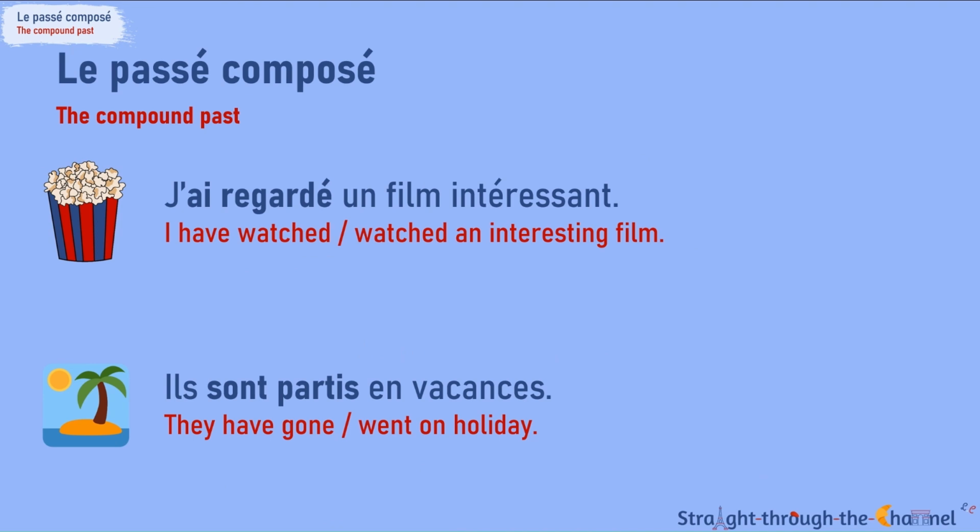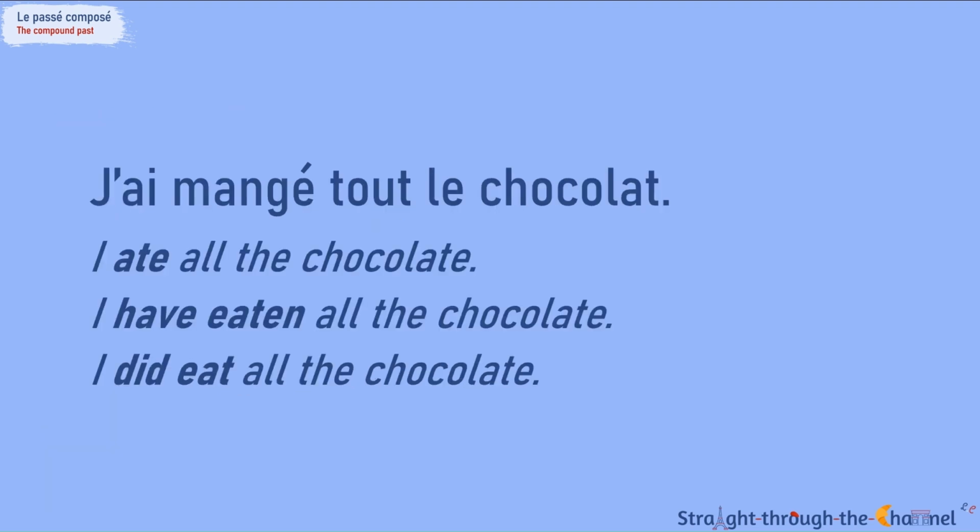In a nutshell, we use the passé composé for actions that have been completed in the past. For example, j'ai regardé un film intéressant. Or, ils sont partis en vacances. Note that the passé composé can be the equivalent of different tenses in English. So, if I say j'ai mangé tout le chocolat, one could translate this as I ate all the chocolates, I have eaten all the chocolate, or I did eat all the chocolate. Either way, there's no chocolate left.